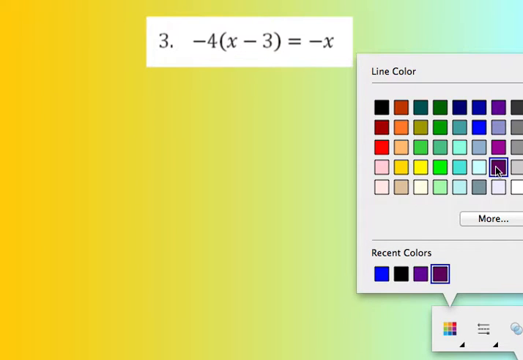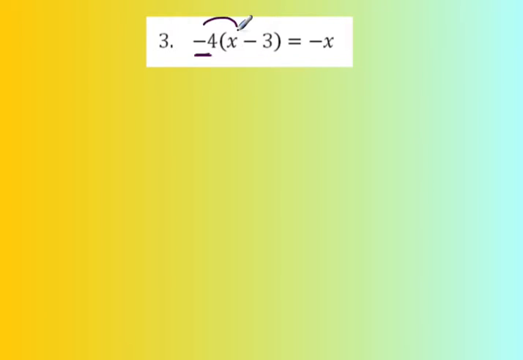So in order to distribute, I'm going to take this negative 4, and I need to multiply it to each thing that's inside of the parentheses. So negative 4 times x is negative 4x. Negative 4 times negative 3. When you multiply two negatives, it's always going to become a positive. So then you get plus 12. And that's going to be equal to negative x.